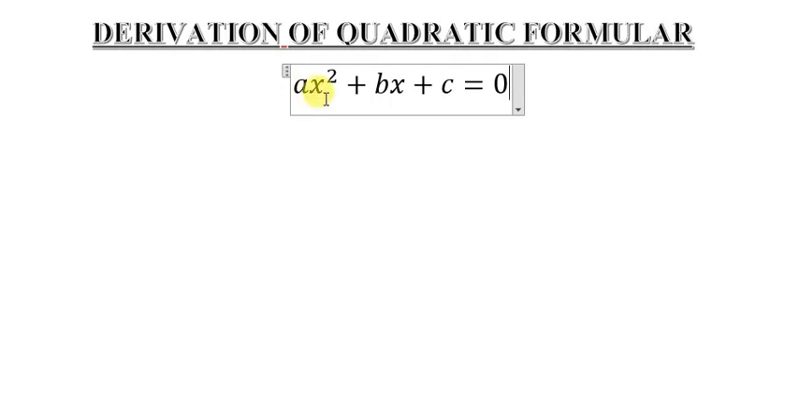Now, we realized that some of the equations become factorable. Others do not easily get factorable. In view of that, mathematicians devised certain strategies that we could use to solve such equations. Among them include the completing square method and the quadratic formula method.